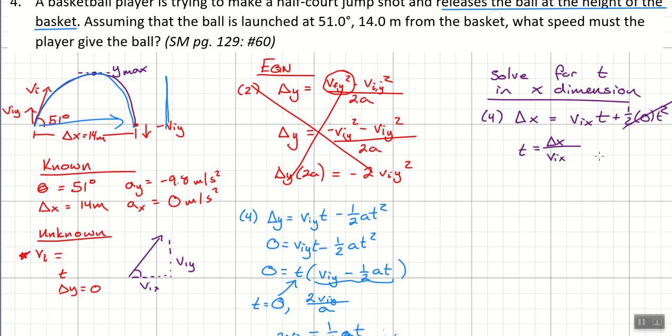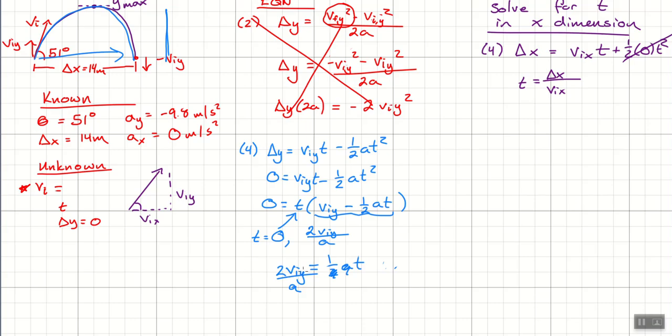Now, here's the magic part of it. The fact that the time in both dimensions has to be the same is going to be our in to solving problems like this with substitution or systems of equations. I know the t that we just got, delta x over VIX, is the exact same number that this has to spit out. They have to be the same number because it's the same amount of time in both situations. It feels silly to do, but we're going to put them together.